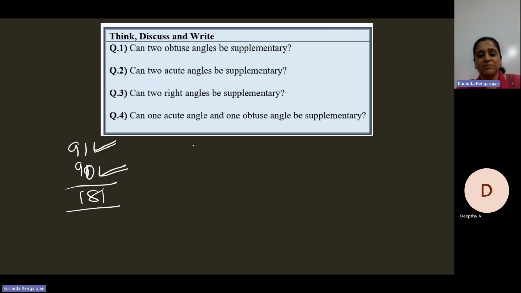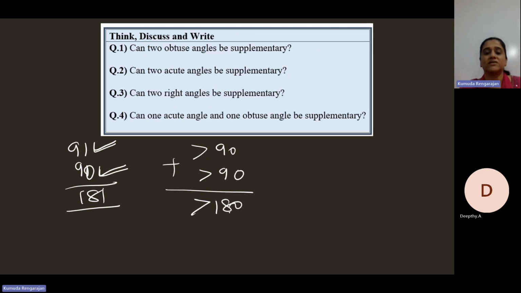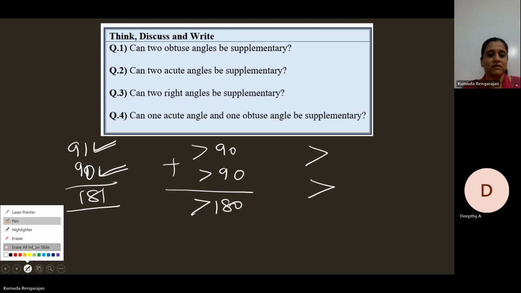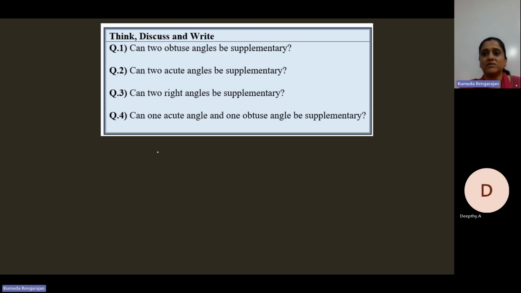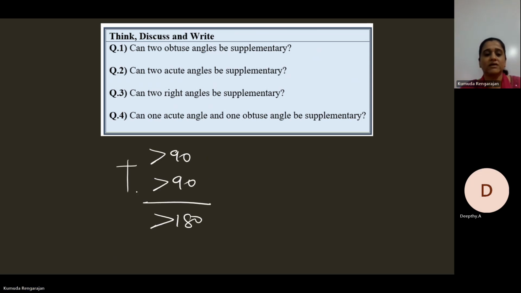Two obtuse angles. That means more than 90 degrees, more than 90 degrees. When you add, the answer will be more than 180 degrees. This is the symbol, no? Greater than. Two obtuse angles, greater than 90, greater than 90. So the sum will be greater than 180. So two obtuse angles cannot be supplementary angles.